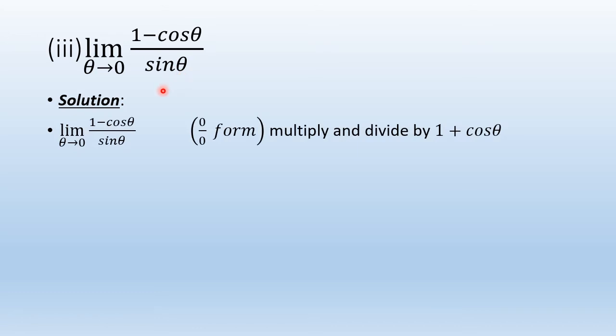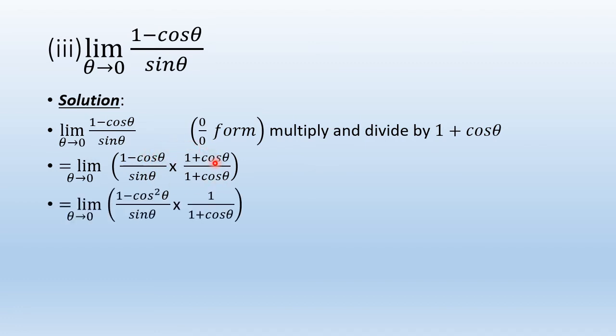Part 3. Limit when theta tends to 0, 1 minus cos theta divided by sin theta. We observe that if we apply the limit directly, we are going to get 0 by 0 form, which is not defined. So what are we going to do? We are going to multiply and divide by 1 plus cos theta. So 1 minus cos theta into 1 plus cos theta becomes 1 minus cos square theta, and in the next step we are going to write it as sin square theta.